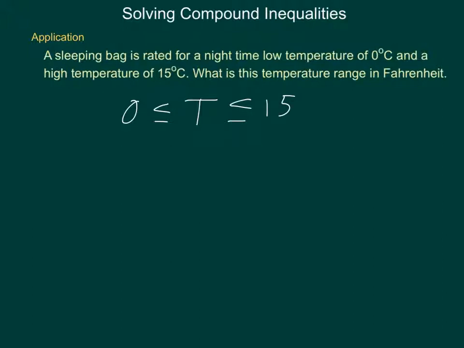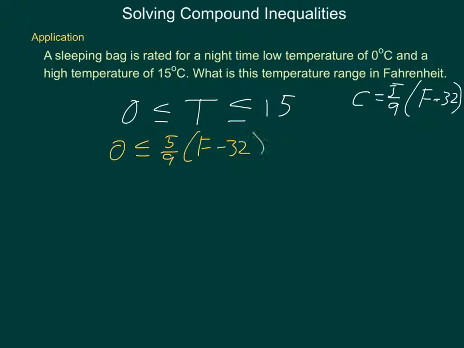Now the question is, how do we go from Celsius into Fahrenheit? Well, our conversion is C equals 5/9 of F minus 32. So if these temperatures are in Celsius and I need to make them Fahrenheit, I'm simply going to put this in where that T is located because that's my temperature conversion. So rewriting this, I get 0 is less than or equal to 5/9 of F minus 32, which has to be less than or equal to 15.